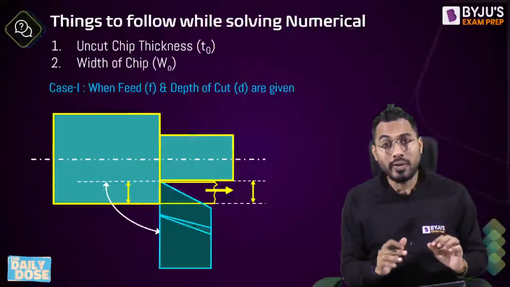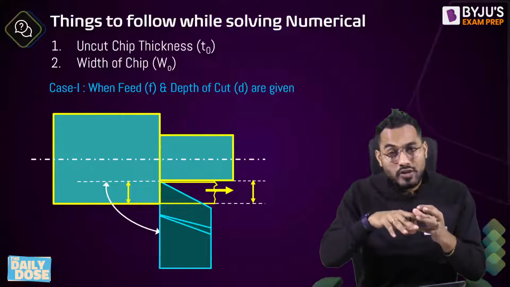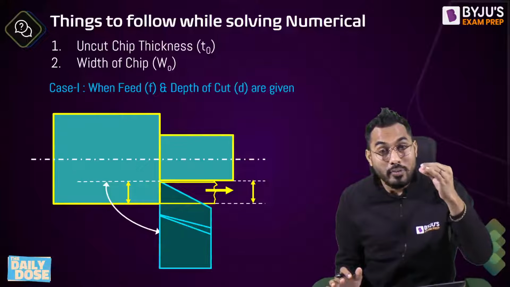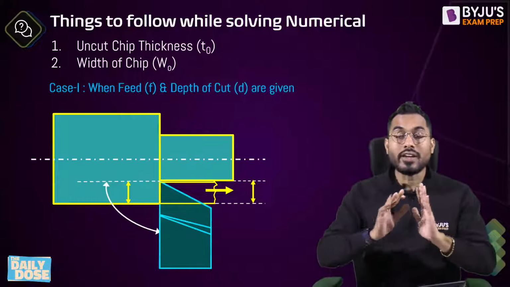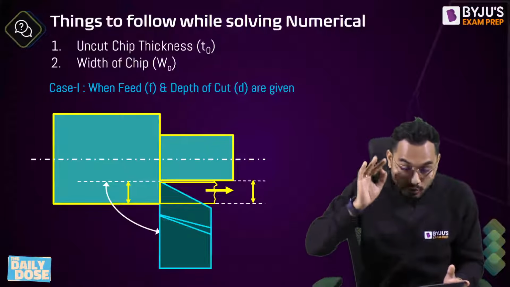Now while solving numericals, a number of times you get confused between depth of cut, width of cut, uncut chip thickness and so many parameters. So there are three particular cases developed, and based on that, entire numericals of metal cutting operations can be solved with ease, which is most important.